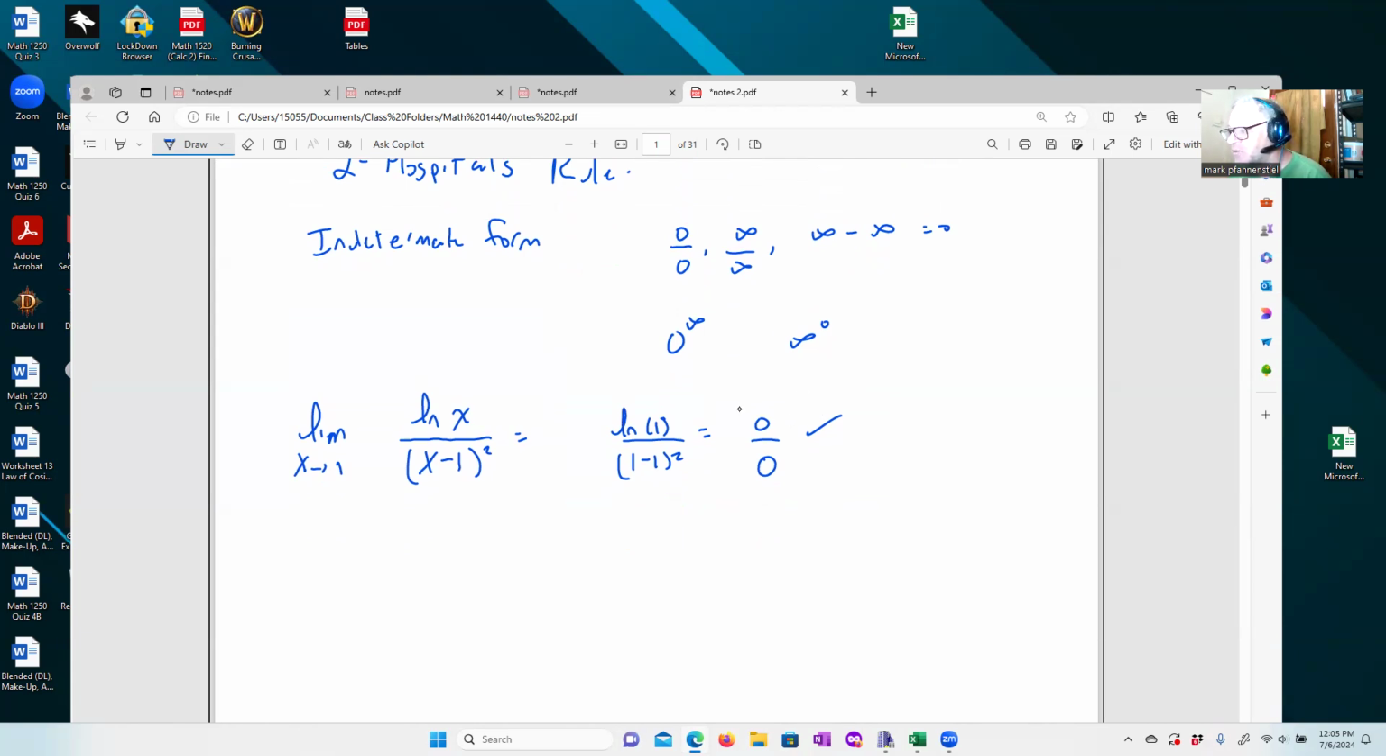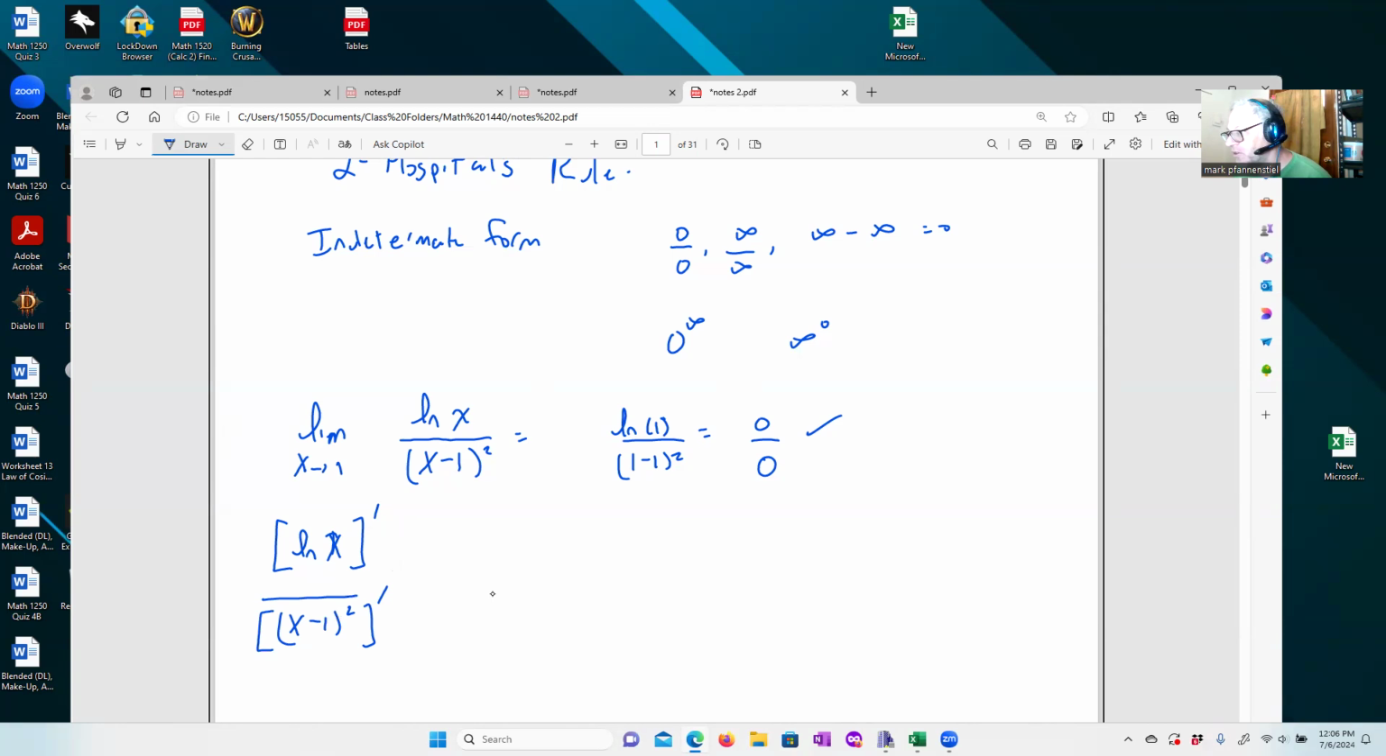The next thing we're going to do is we're going to go ahead and take the derivative of the top. So we have natural log of x. We're just going to take its derivative divided by x minus 1 squared, and we're just going to take its derivative. This is not the quotient rule. Okay, we're just taking the derivative of the top divided by the derivative of the bottom. This is what a lot of Calculus 1 students wish the quotient rule was, but this is not the quotient rule. Okay, this is L'Hopital's rule.